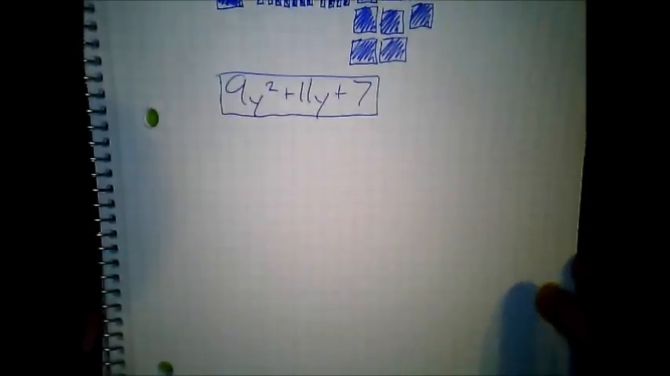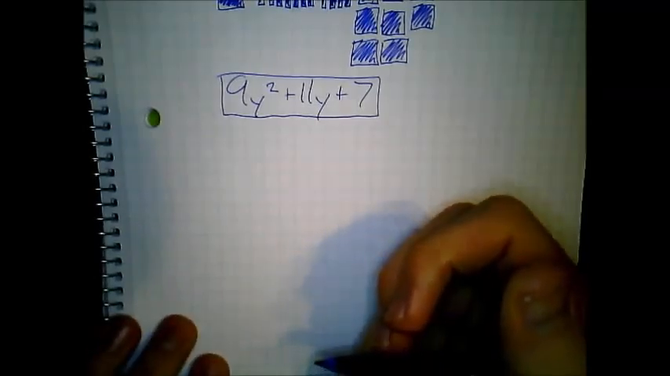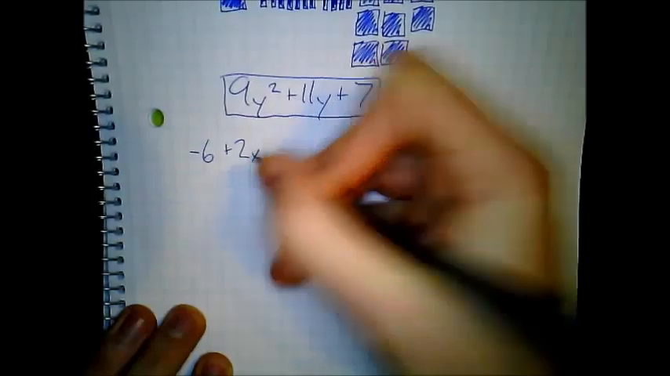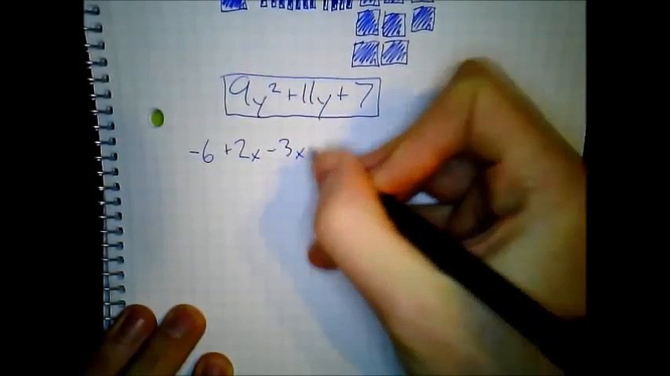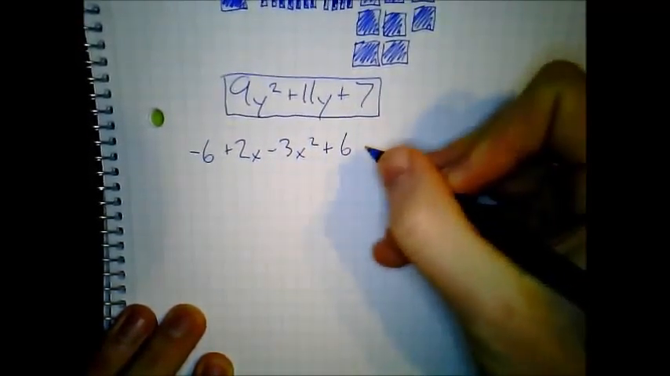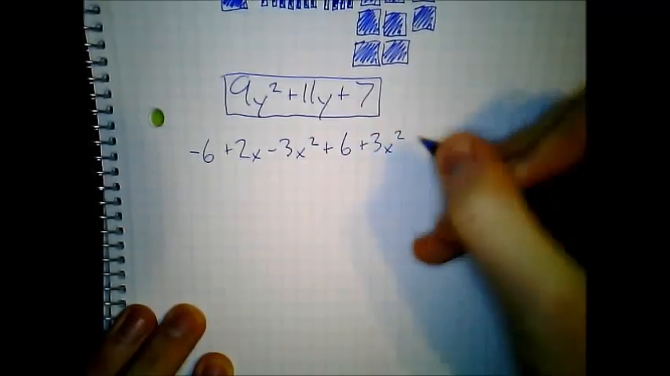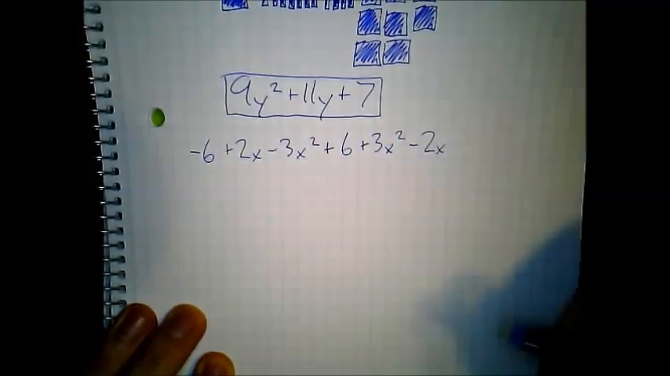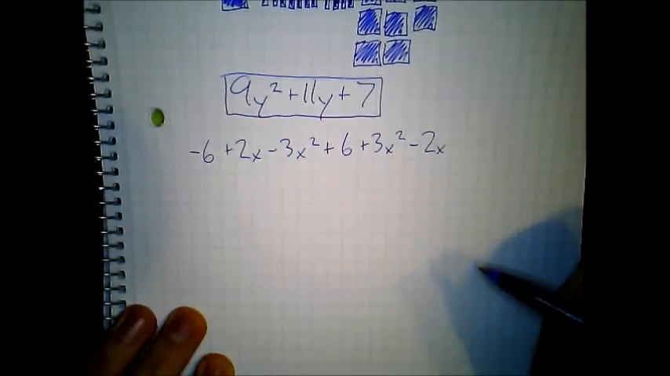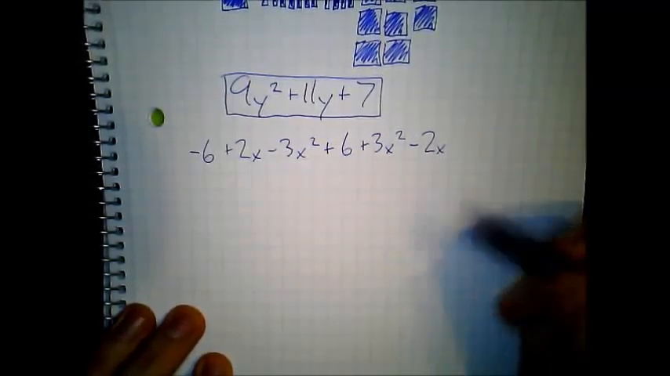Okay, the next example. Again, you're going to press pause, try it on your own, then press play to check your work. So let's say we have negative 6 plus 2x minus 3x squared plus 6 plus 3x squared minus 2x. So press pause, try this one on your own, then press play to check your work.